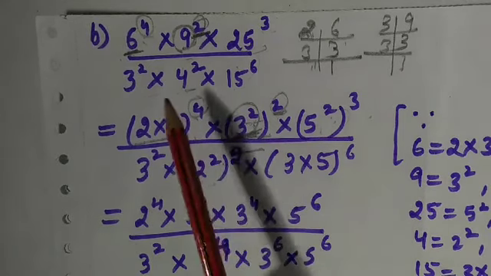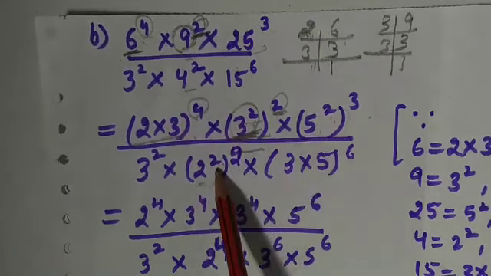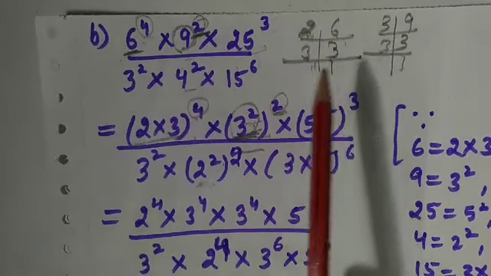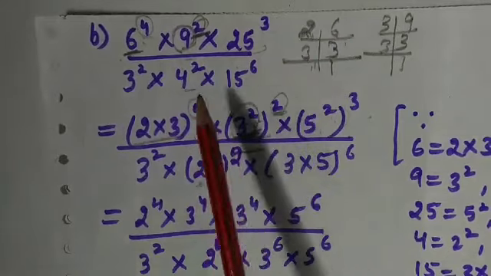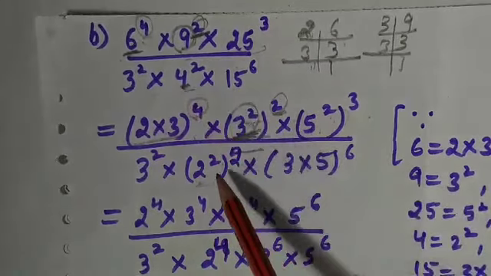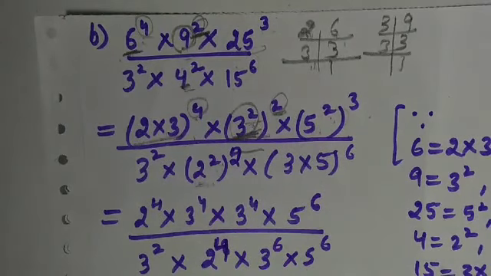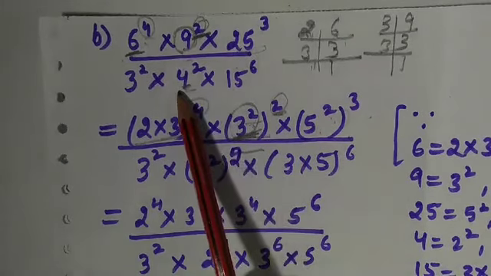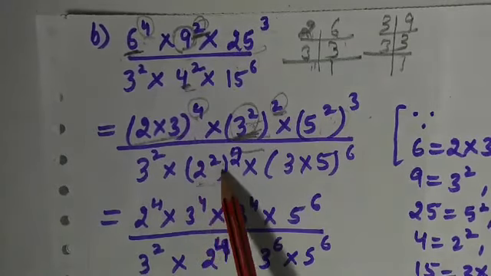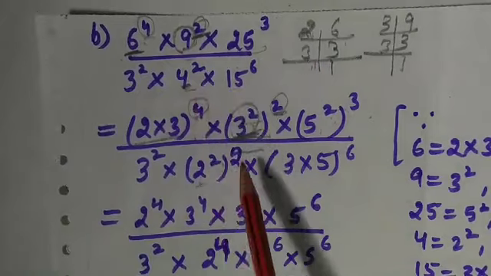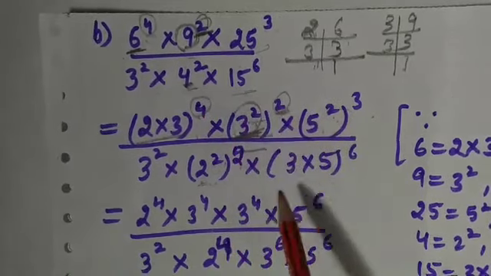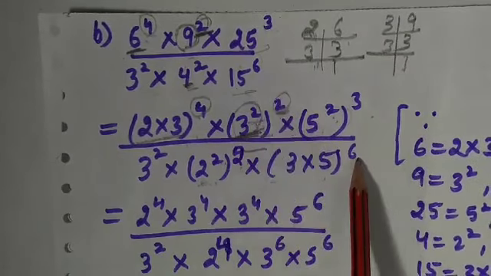How do you come to know that 4 can be written as 2 raised to the power 2? By prime factorization. You have to take the prime factorization of 4 for converting it. Then you come to know that 4 can be written as 2 into 2, that is 2 raised to the power 2. And this power is given in the question, so it will remain the same. 15 can be written as 3 into 5 and the power is the same, 6.